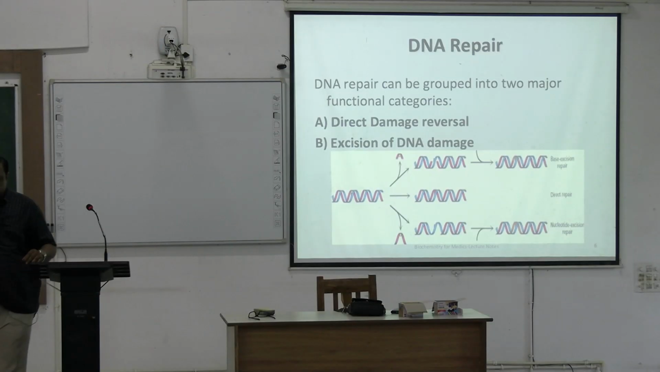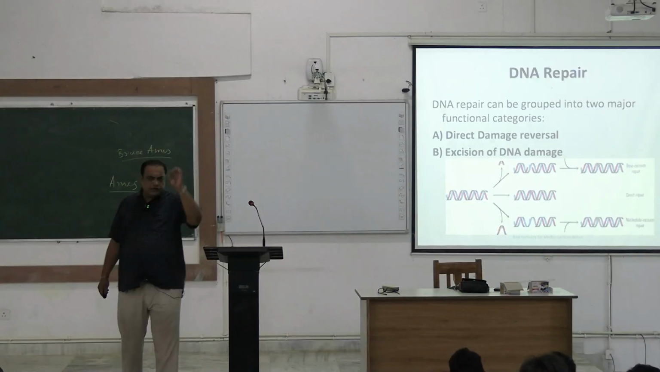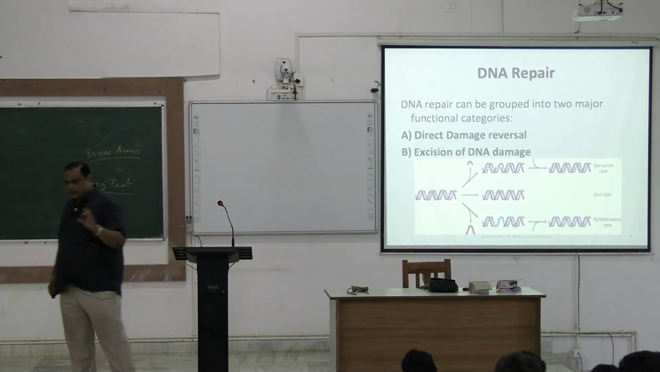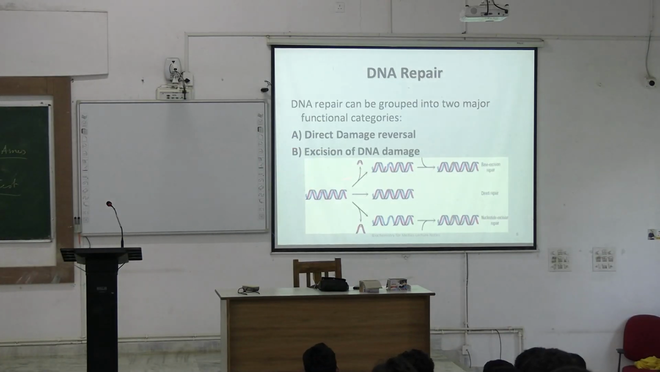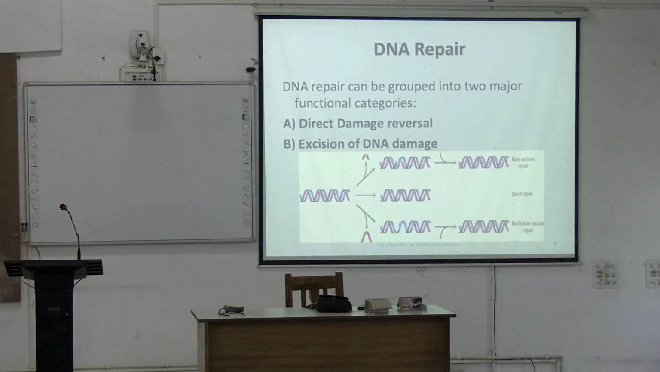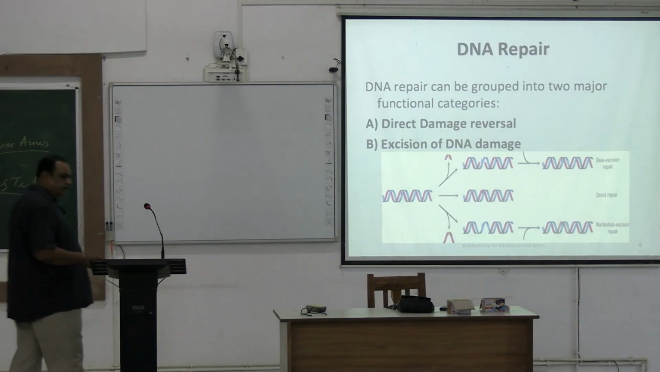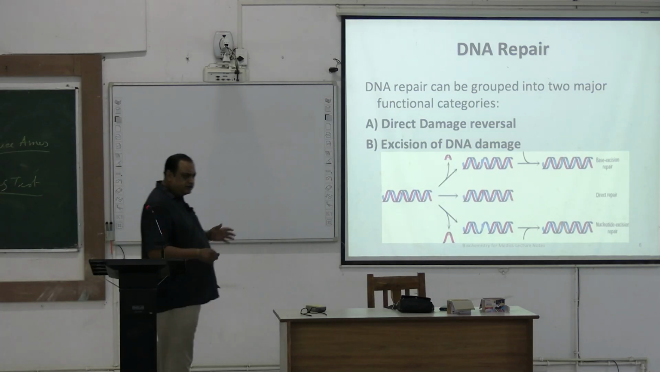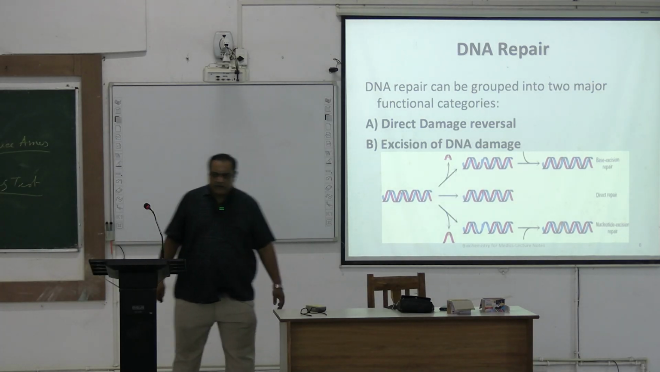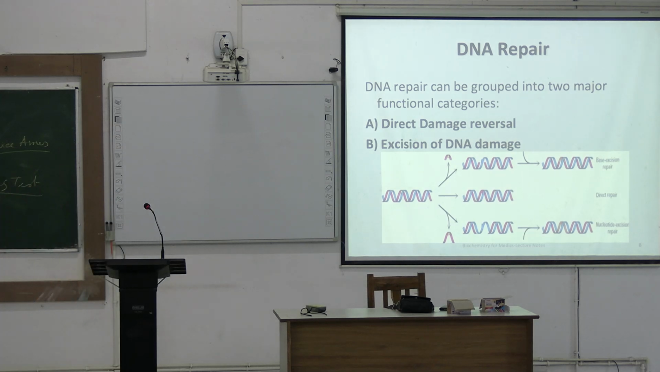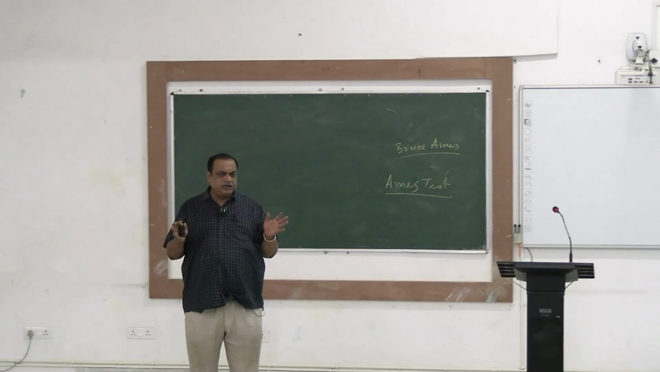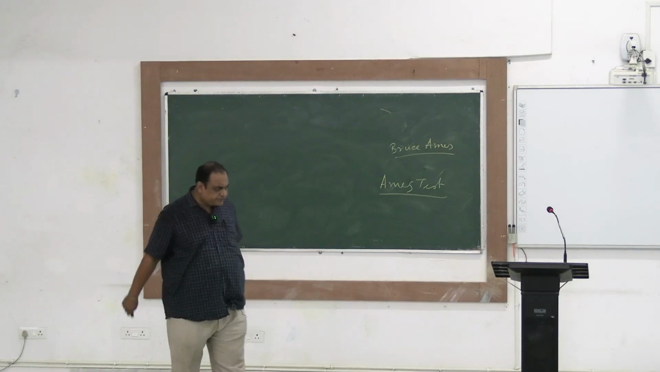Now, DNA repair. From here you write down DNA repair. Always try to write everything in a flowchart manner. DNA repair is of 2 types: direct repair, or direct reversal of damage, and excision repair. All types of repair mechanism come under these 2.